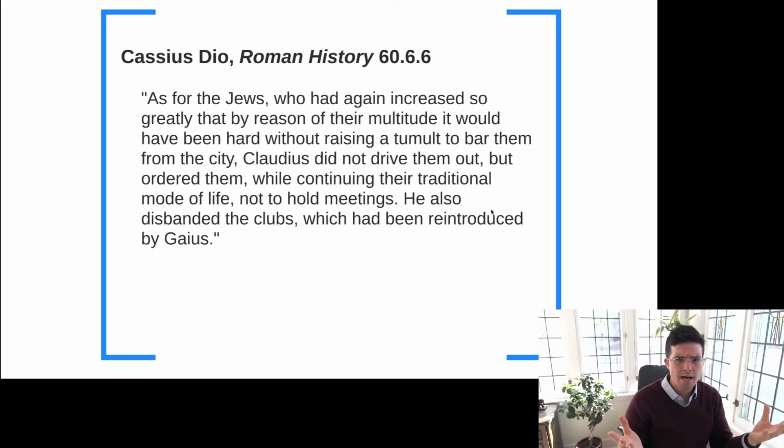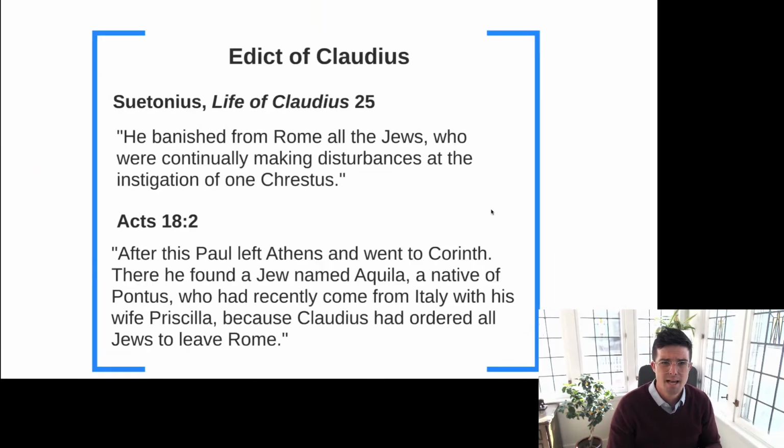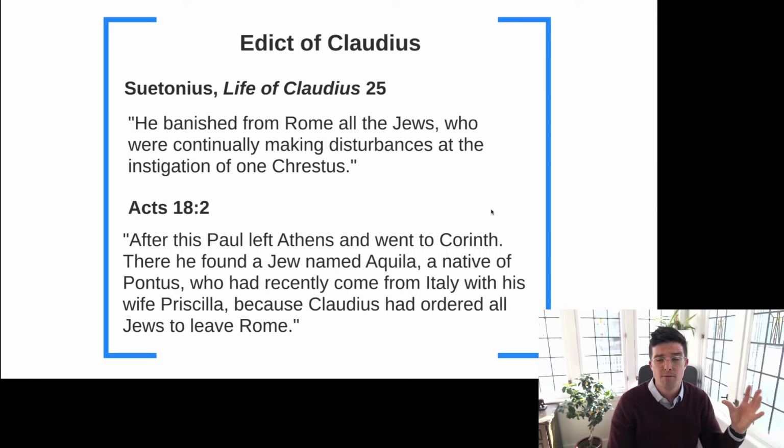And so Dio tells us here that Claudius doesn't drive Jews out of Rome at this point, but he says they can't meet. They can't have synagogue meetings. And this appears to change in about 49 CE, so less than a decade later, where Suetonius tells us about the Edict of Claudius, where Claudius actually does take the next step and expels Jews from Rome. And we see this also mentioned in Acts 18:2, when Luke is telling us about Aquila and Priscilla, who had been exiled from Rome under the Edict of Claudius.